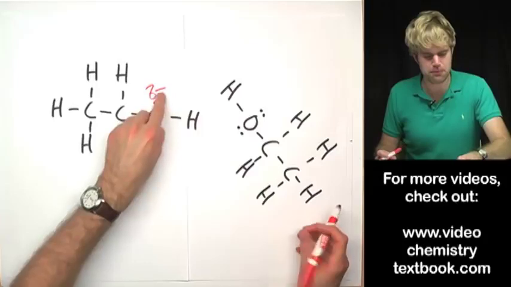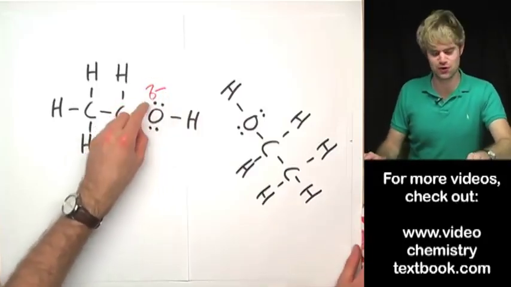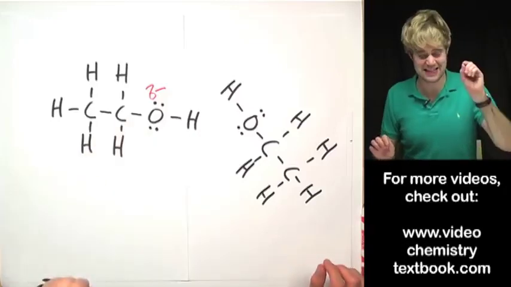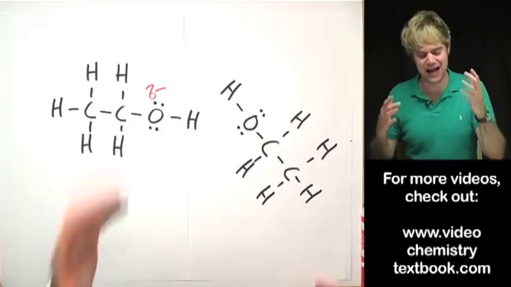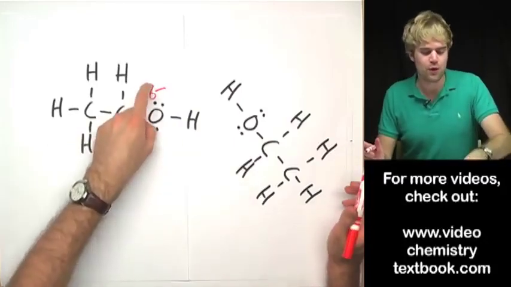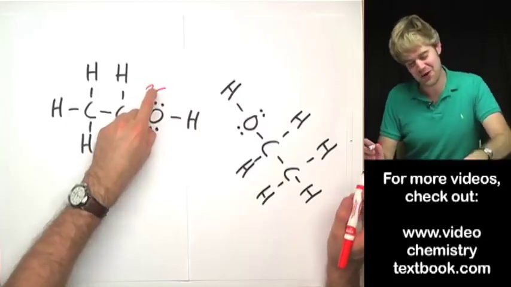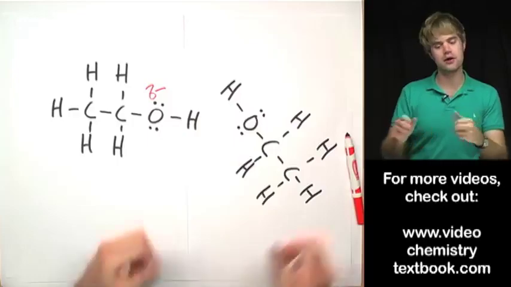So we can write this minus sign here in this squiggle that's actually a lowercase Greek letter delta. Okay, that's what I meant to say. So anyway, we have this lowercase Greek delta with a negative sign, meaning that O is a little bit negative because it's hogging those electrons.